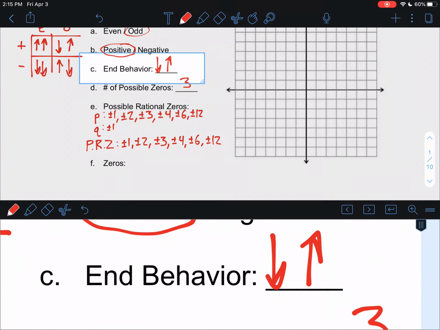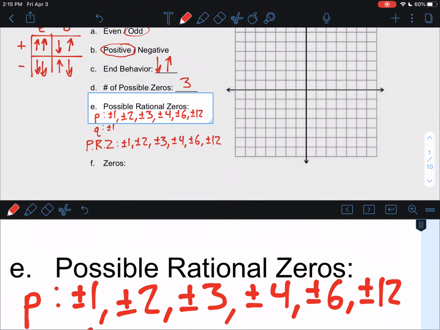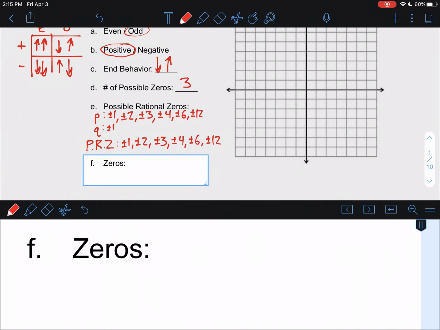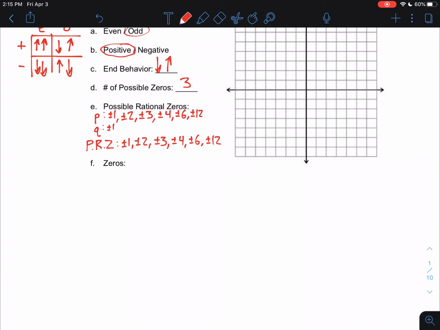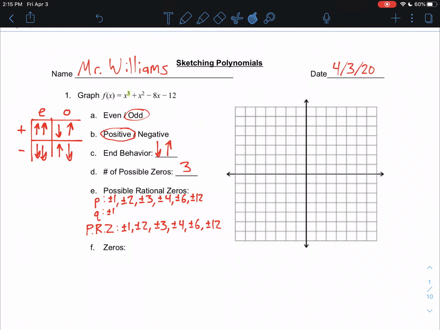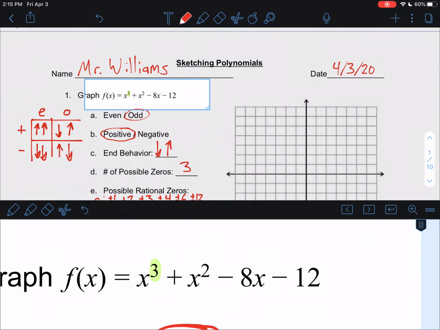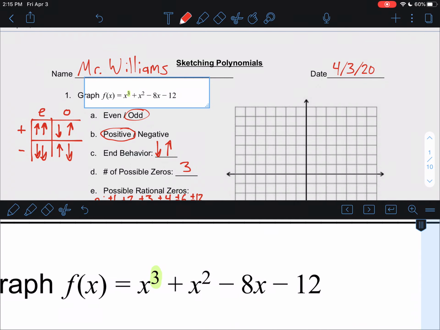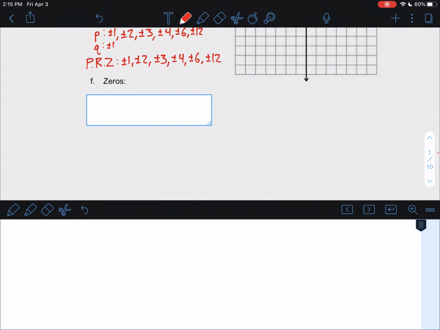Okay. So next, what are we going to do? Oh, then we actually determine the zeros. That's why there's this big old space here for part F to determine the zeros. And we're going to do that using synthetic division. So this is x to the third plus x squared minus 8x minus 12. So I have 1x to the third, 1x squared, minus 8x, minus 12.